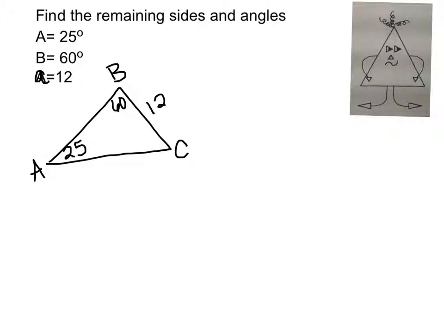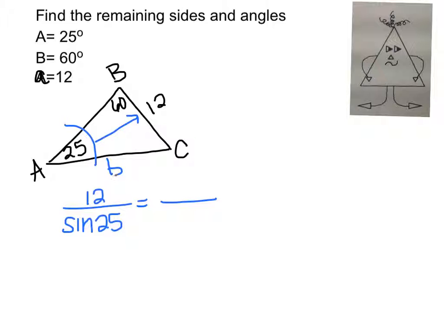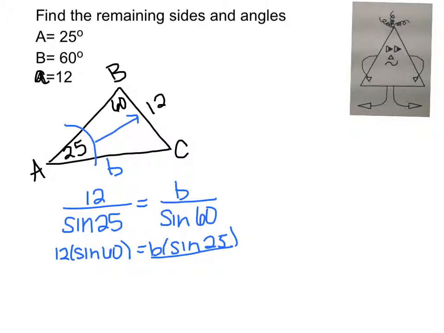So here's what I notice. I have this angle across from this side, so I'm going to set this up. 12 over sine of 25 equals, well, let's find side b next, because I know the sine of 60. Now I'm just going to do some cross multiplying. I have 12 times the sine of 60 equals b times the sine of 25. Divide both sides by the sine of 25, and I'm going to figure out the length of b.